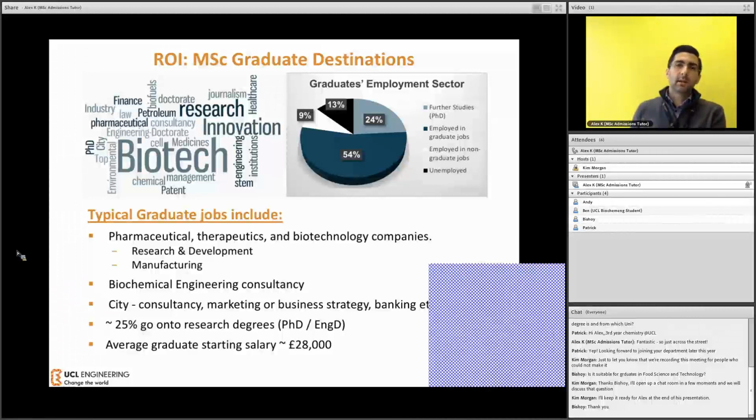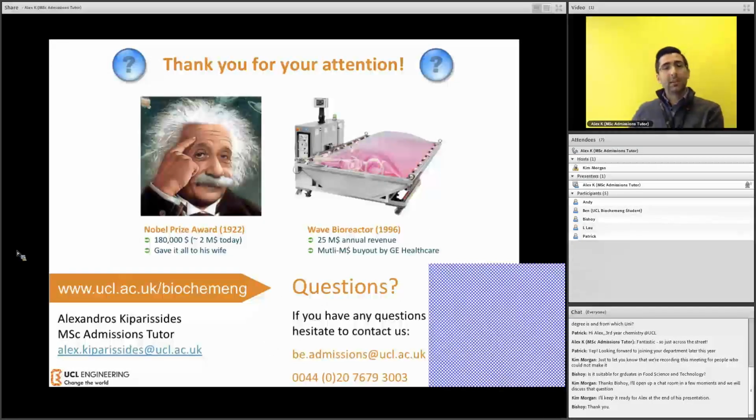And just some key numbers and figures. The vast majority of our graduates, I'd say probably a good 50 to 60%, end up in the biopharma industry, either in research and development or a manufacturing role. A smaller number end up in biochemical engineering related consultancy firms. Obviously, being in London and having a big financial district, we do have a number of our graduates ending up in the financial sector, and roughly 25% of them go on to do a research degree.